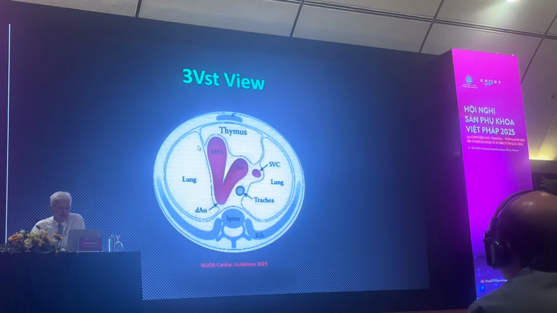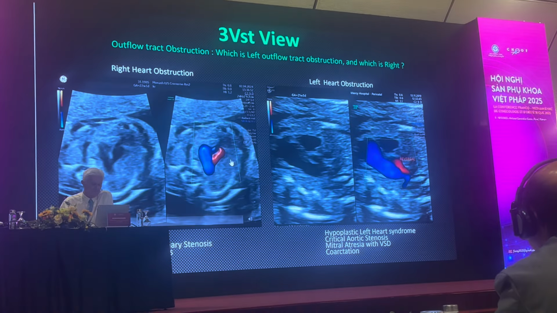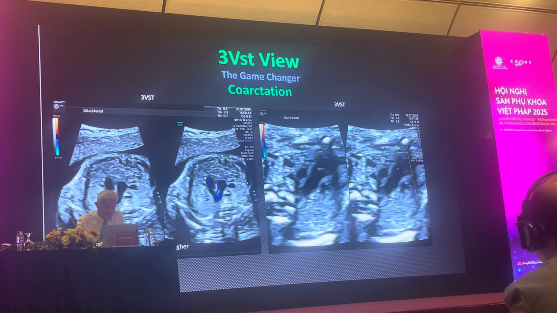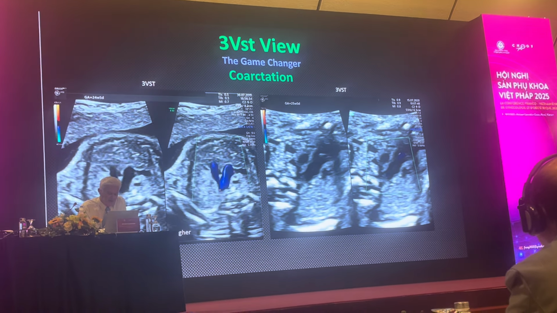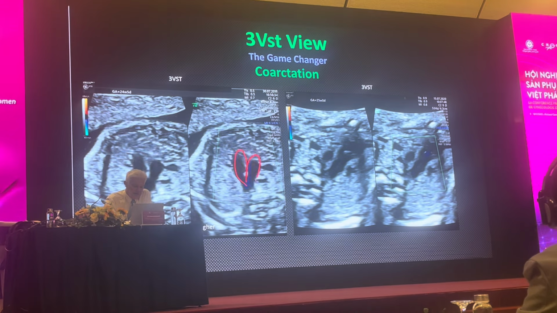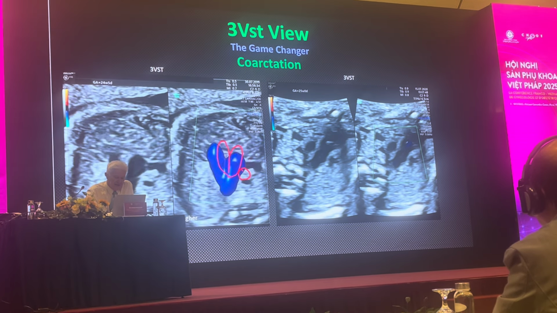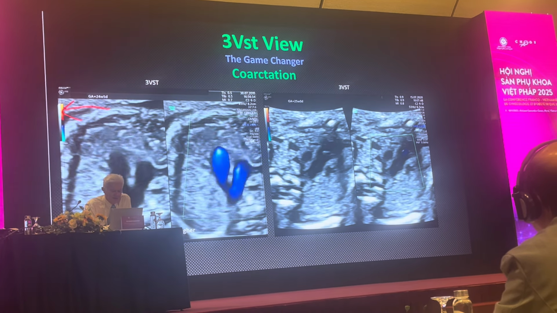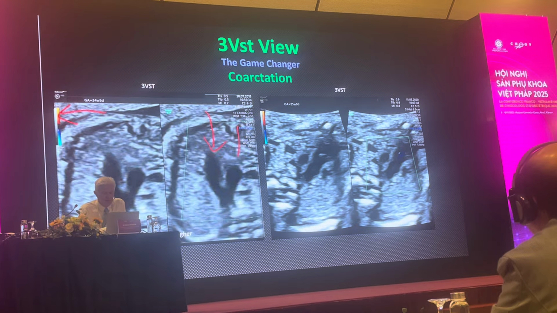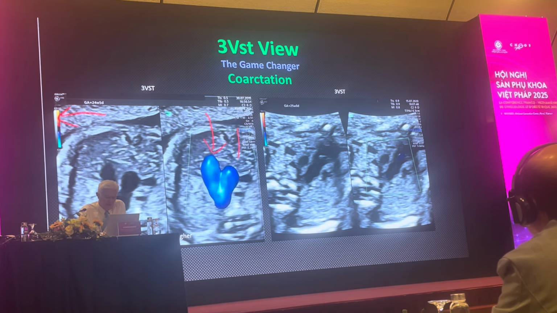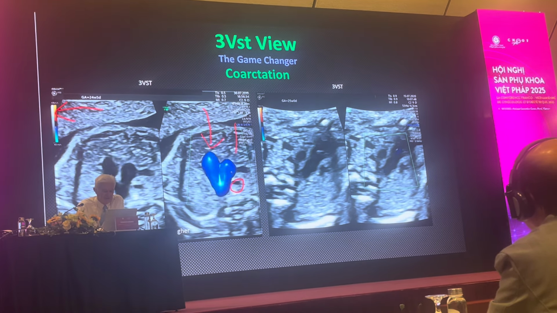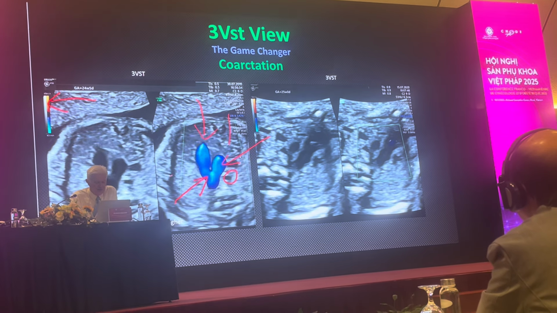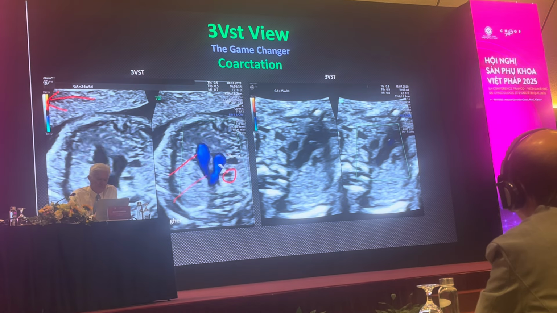And the last section is the 3-vessel tracheal view. This is a very powerful section. I have shown you in live scanning today that the 3-vessel tracheal view looks like a V. This is the trachea and this is the SVC. I said to you that this should always be red, and this should always be blue. This is the trachea, the vessel close to the trachea is the transverse aortic arch, and the arterial duct, and that is normal.